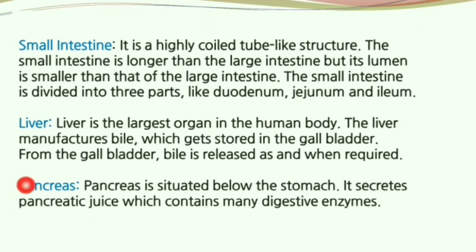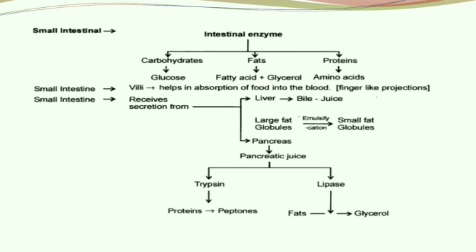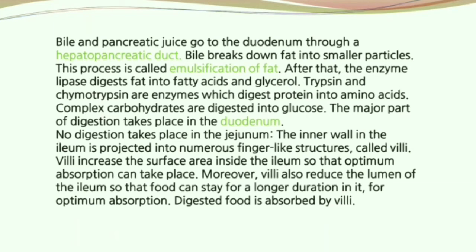Coming to the pancreas. The pancreas is situated below the stomach. It secretes pancreatic juice that contains many digestive enzymes. So what happens over here? The bile and pancreatic juice go to the duodenum through a hepatopancreatic duct. The bile breaks down fat into smaller particles. This process is termed emulsification of fat.